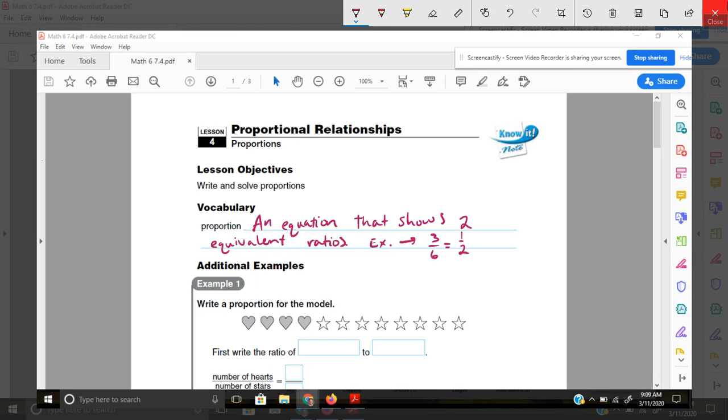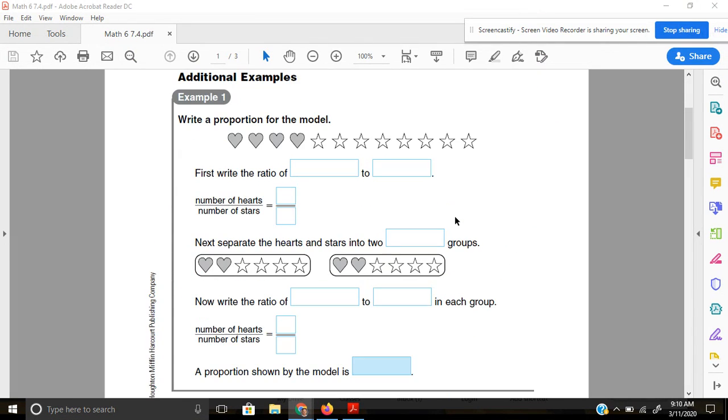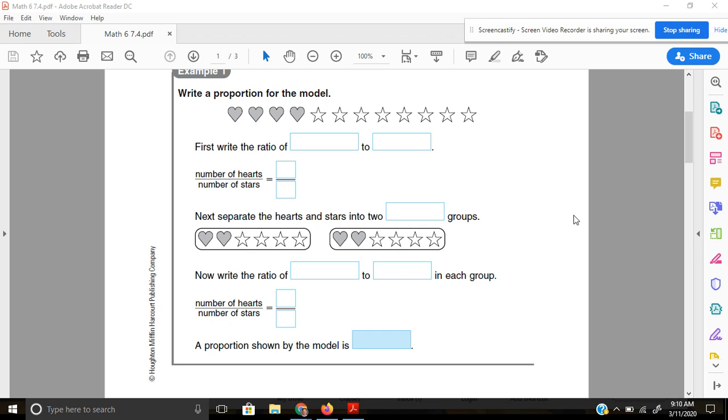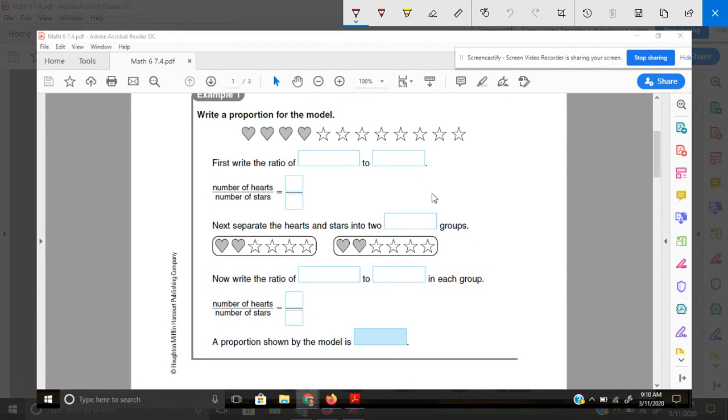All right, and we're going to start by looking at a model here, and hopefully that'll give you a little bit better understanding of one way these can work. So it says write a proportion for the model. First, write the ratio of hearts to stars. We're talking about hearts and stars here. So if I were to write a ratio of these, I would say for every 1, 2, 3, 4 hearts, we have 1, 2, 3, 4, 5, 6, 7, 8 stars. So a ratio would be 4 to 8 of hearts to stars.